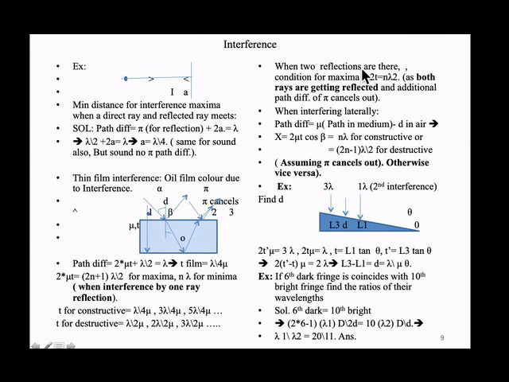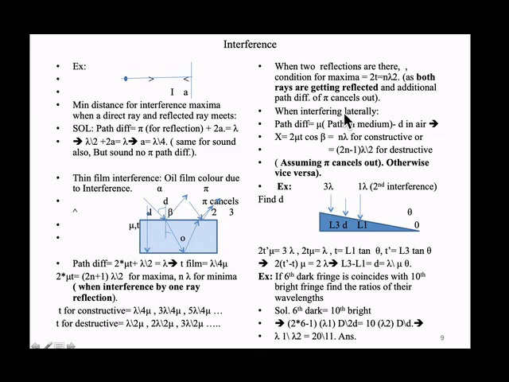When there are 2 reflections, the condition for maxima is 2t = nλ/2, as both rays are getting reflected. Here both the π phase changes get cancelled out. So 2t, the π here also getting reflection. Suppose one more is getting reflection, so both are getting reflected, so the π cancels out. Then we get 2t = nλ/2. This is how we are getting it. Both rays are getting λ/2 reflected.